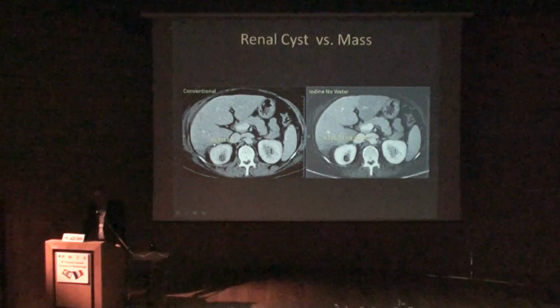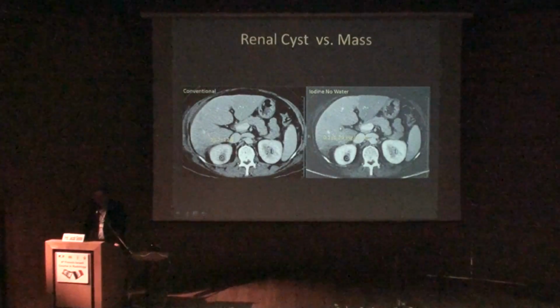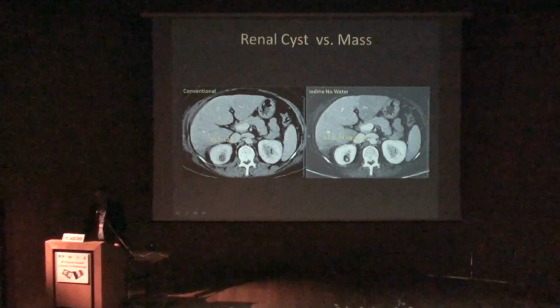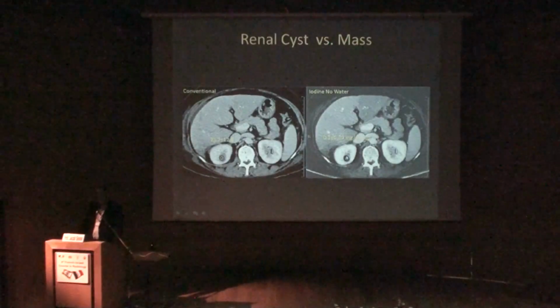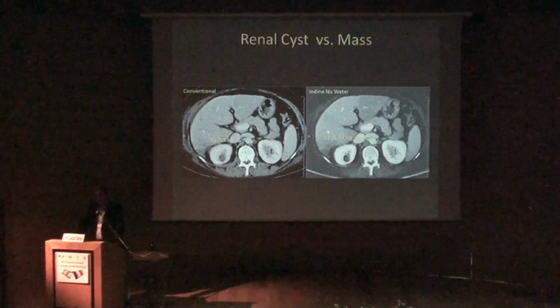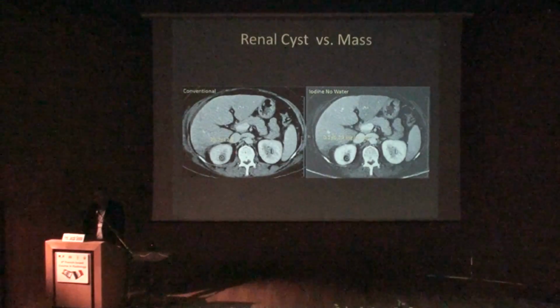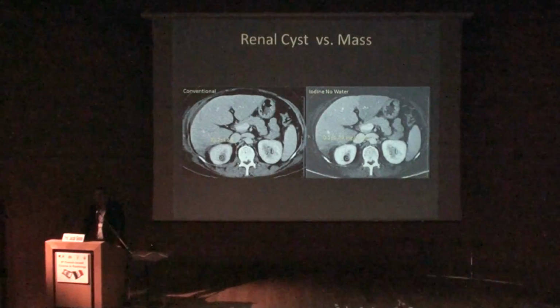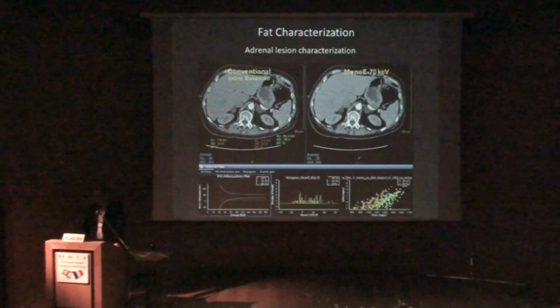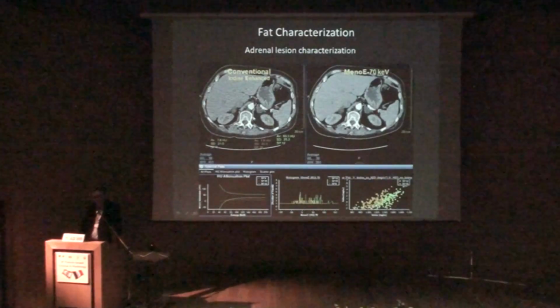Or we can look at renal cyst versus a mass. The conventional image gives us 25 Hounsfield units. It's indeterminate. The iodine is very low. It's 0.2 milligrams. The cutoff usually for enhancement is 0.8. So if it's less than 0.8, we can decide that there is no uptake of iodine in the lesion, and this is a high density or higher density cyst.